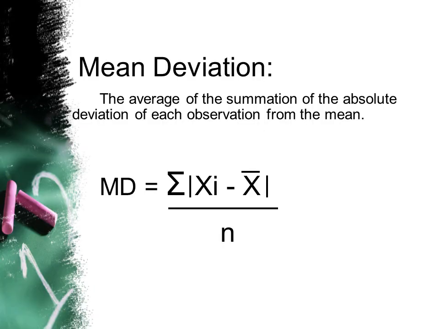Another way to get the variability of a data set aside from the range is the mean deviation. So mean deviation is the average of the summation of the absolute value or the absolute deviation. As you can see, we have the symbol for the absolute value. So the absolute deviation means ano yung kanyang gap niya, or the term is gaano siya kalayo from the mean.